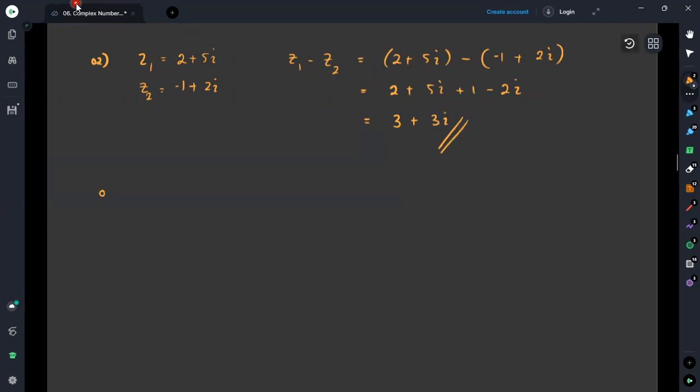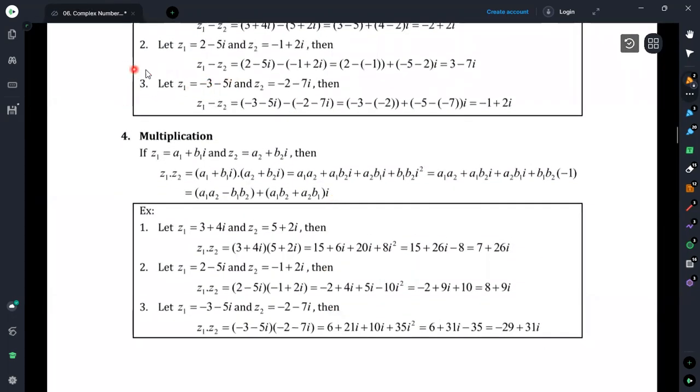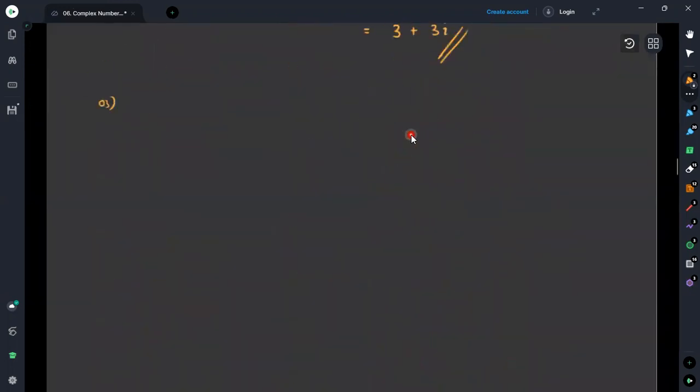And if you see the third example as well, the third example says that Z1 is minus 3 minus 5i, and Z2 is minus 2 minus 7i. And we are asked to get the value for Z1 minus Z2.